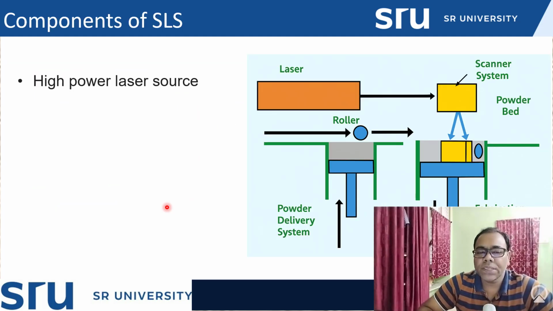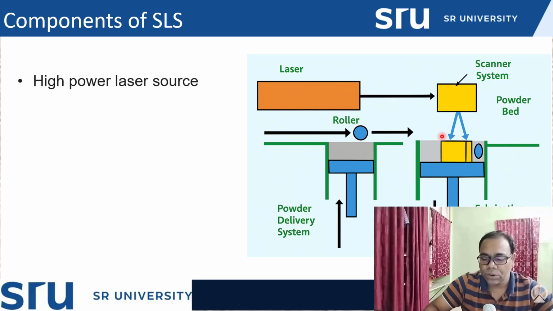So what are the major components of this SLS process? As we know, we require energy for the heating and fusion of the particles. For that we are using the laser system, which produces the laser light, and this laser light comes to the scanning system. In that scanning system the direction of the laser light will be changed or focused as per the requirement. So we require the power source.